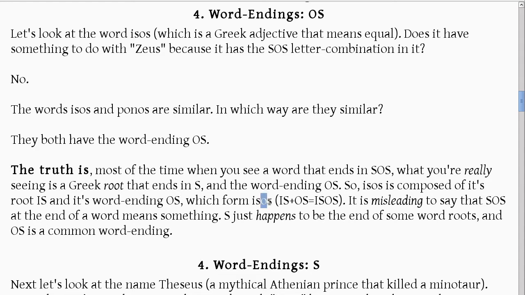So this is the word ending os. This is the root of the word isos, which is is. Now you can tell this when you know Greek and you look at the words, because the word ending will change, which is another thing I'm going to bring up later on in this video. It is misleading to say that SOS at the end of a word means something. S just happens to be the end of some word roots, and OS is a common word ending.